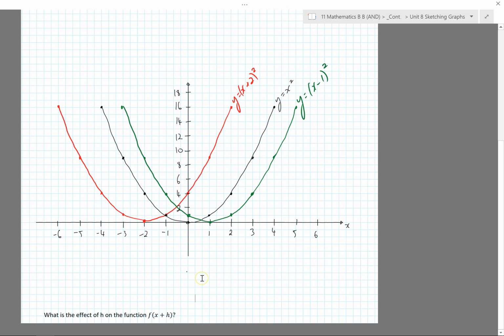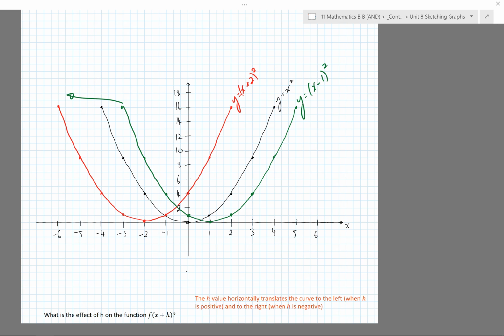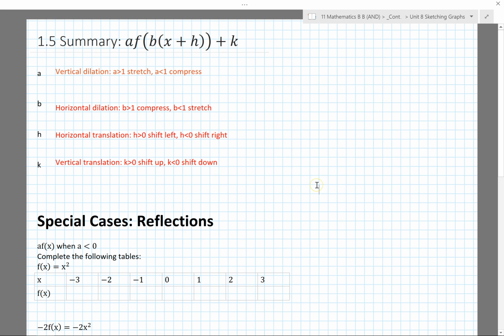So what's the effect of h on the function? The h value horizontally translates the curve. So to the left when h is positive, like for example this red curve, we went to the left, and to the right when h is negative, like this one. So over the page, there's a summary of the 4 translations that are possible. And it really depends on what my function is.